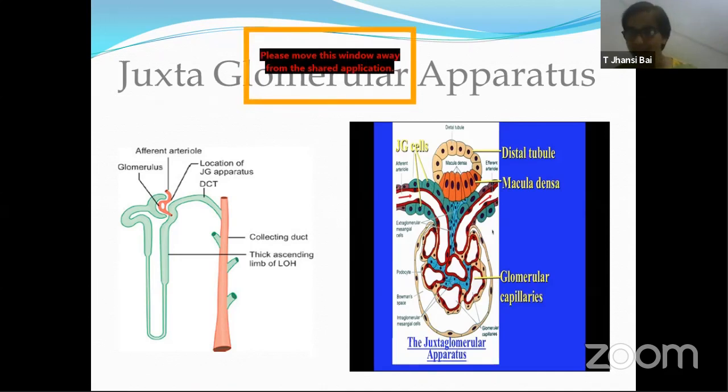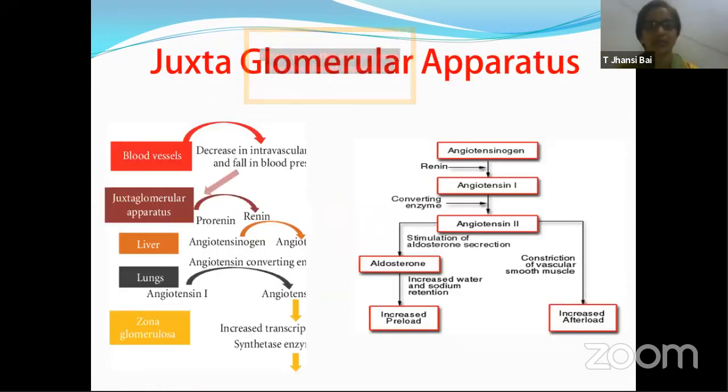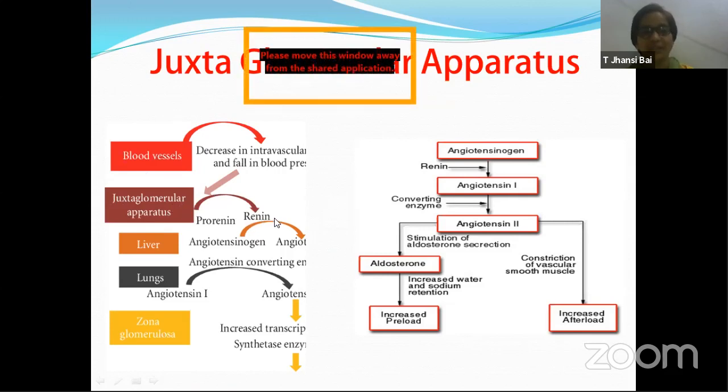Now what will this renin do? This particular renin tries to bring about the conversion of one substance which takes place in the liver and lungs. So let me move on to this next slide. Just have a look over here. When water decreases in the intravascular space and there is a fall in blood pressure, the juxtaglomerular apparatus releases one enzyme, renin.